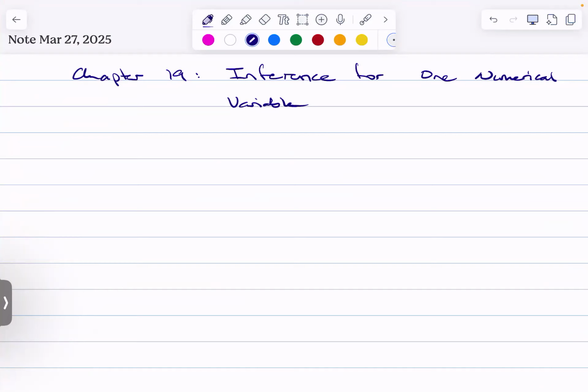inference for one numerical variable. So just like we did with categorical variables, right? Categorical variables, you had your quiz.